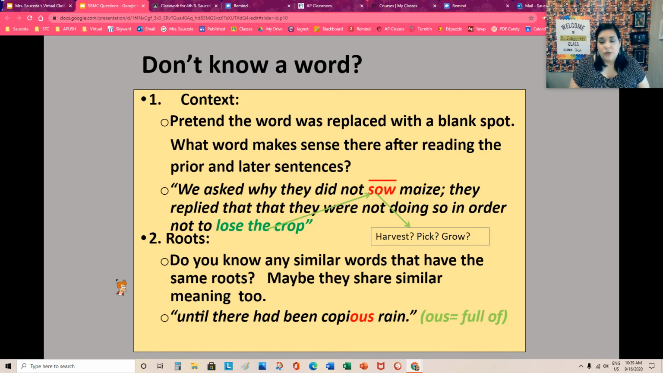Do you know any similar words that have the same root? So, until there had been copious rain, eus or us means full of. So copious does mean a large amount.